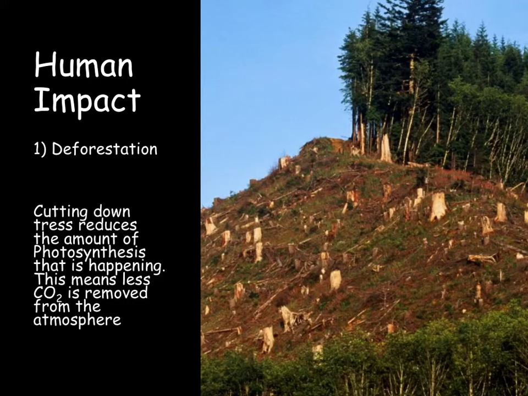Human impact can be put into 4 different categories. The first is deforestation. This is where trees are cut down, usually to make way for farming. Fewer trees means less CO2 is removed from the atmosphere via photosynthesis. Therefore, there is more CO2 present in the atmosphere, increasing the greenhouse effect.